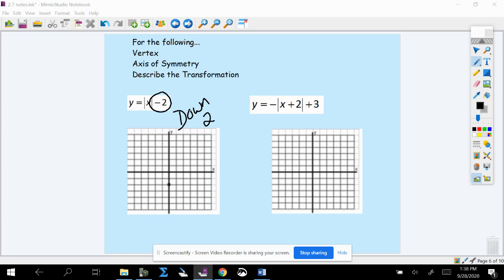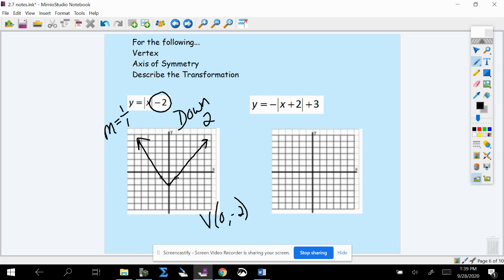Now, when I draw my branches, my normal branch is going to have a slope of 1, meaning we're going to go up 1, right 1, and up 1, left 1. So we're going to have these 2 points, one going up and to the right, one going up and to the left. That's how we're going to draw this V graph. So what you basically have is the same V graph as your basic absolute value of x, but it just got shifted down 2 spaces. So my vertex, I'm just going to use a capital V for vertex, is at (0, -2).